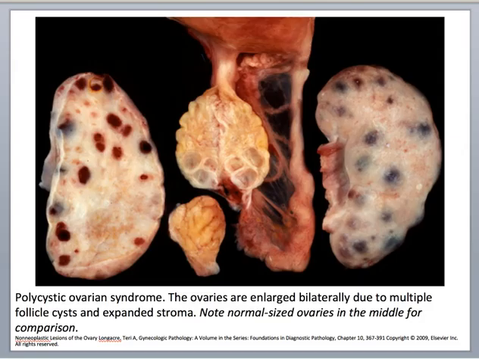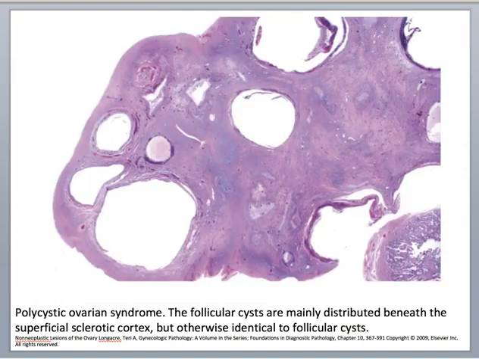This image shows the typical bilateral ovarian enlargement, which you can assess by comparing the normal ovaries here in the center of the image, and contain numerous simple follicular cysts as well as expanded stroma. Microscopically, these have the same appearance as follicular cysts described earlier, except for the fact they're multiple. And in addition, there's usually expansion of the stroma.